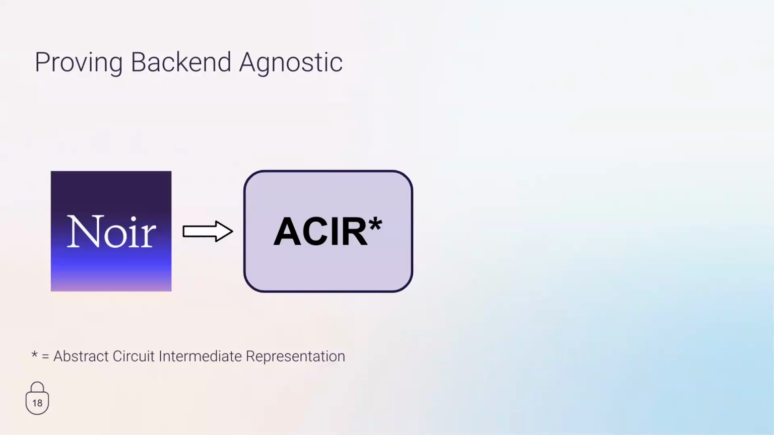You write Solidity, and then when it compiles, it could compile to Yul, and then Yul will eventually get into your bytecode that's going to go on chain. And here it's kind of the same thing. You compile your Noir circuit into this ACIR representation, this abstract circuit intermediate representation, and then your proving backend could understand that and prove whatever you want in the way that you want.